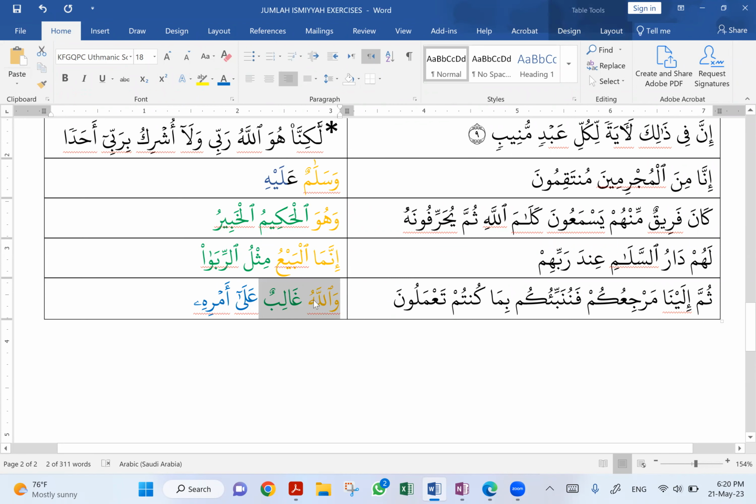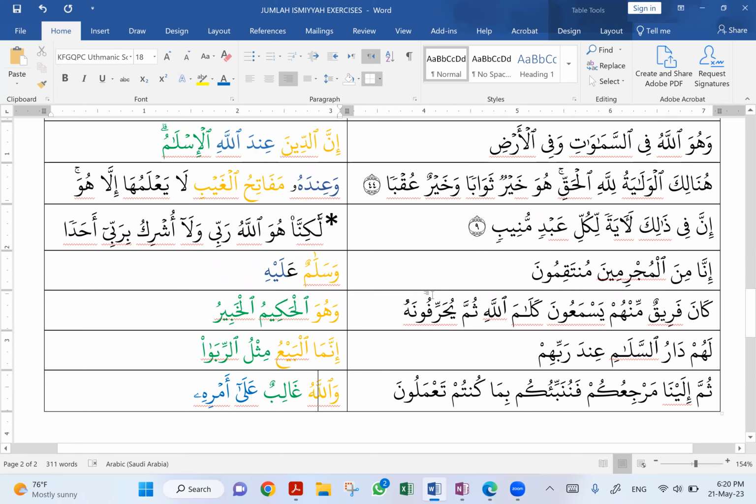What do you think? Allah is victorious over all the matter. Yes, all these matters. But what tells you that this is a Jumlah Ismiyyah? When you look at it, you see Wallahu, then you see Ghalibun. Because it's Rafa? Yes, Rafa, and you have proper followed by common. So that's a dead giveaway that this is Jumlah Ismiyyah. Okay, proper followed by common.